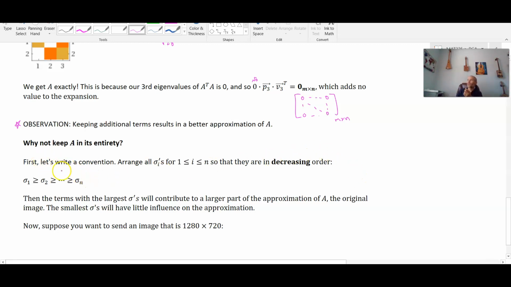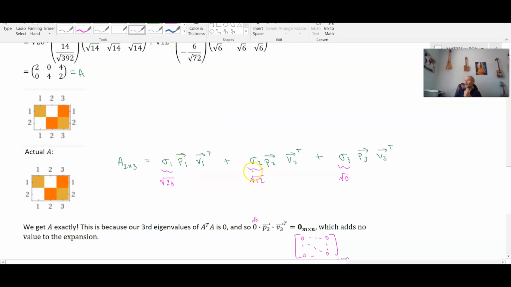So first of all, let's create a convention here. Let's always make sure that the way we define our lambdas, which remember that each of the sigma i's is just the square root of the lambda i, and lambda i is an eigenvalue of the matrix A transpose A, we order them in decreasing order. In other words, sigma 1 is always the largest and sigma n is always going to be the smallest, kind of like we had here by default. Okay, so square root of 28 is bigger than square root of 12, which is bigger than the square root of 0.